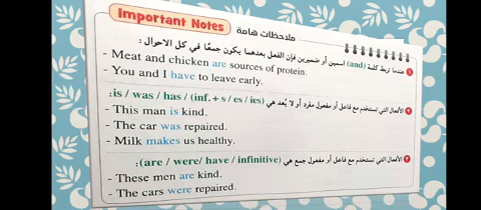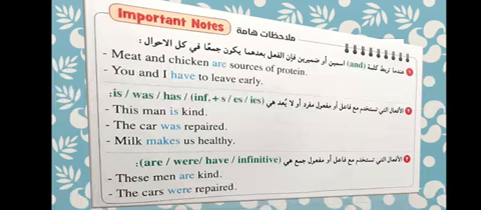Important notes. When and comes between two pronouns or two nouns, when the form is the subject of the verb, they form a plural subject. For example, meat and chicken are sources of protein. You and I have to leave early.